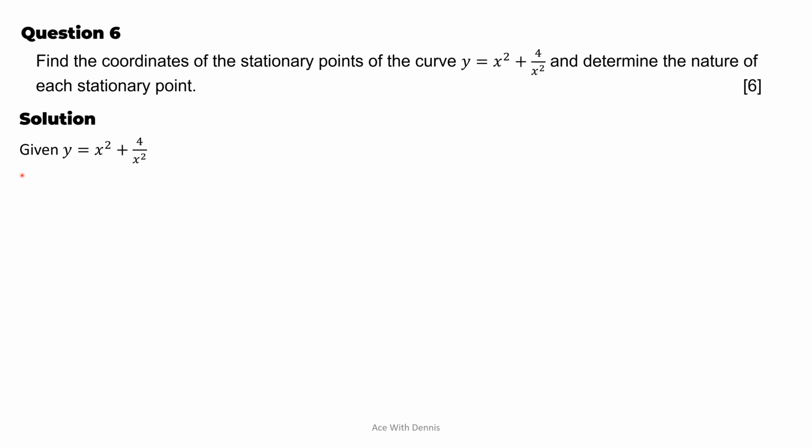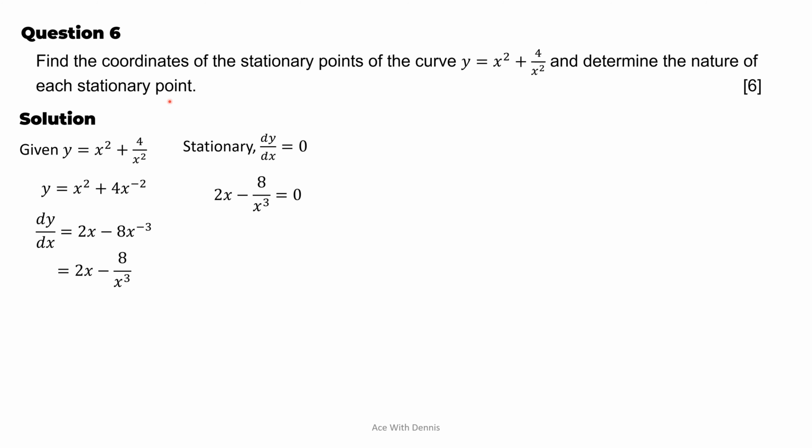The first thing is, given y equals x squared plus 4 over x squared, we make it into indices form first. y equals x squared plus 4x to the power negative 2, so that we can differentiate this equation easily. So dy over dx equals 2x minus 8x to the power negative 3. Rearranging, it becomes 2x minus 8 over x to the power 3. Since we want a stationary point, dy over dx should be equal to 0. Substituting, we get 2x minus 8 over x cubed equals 0.